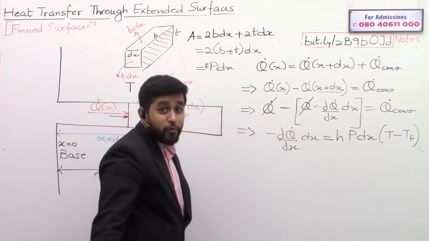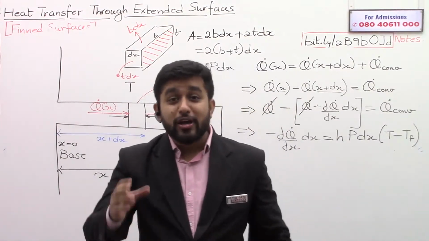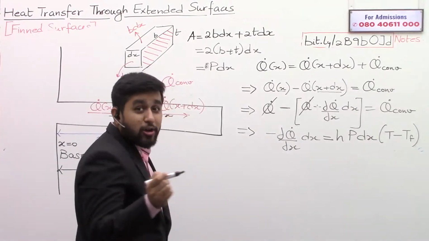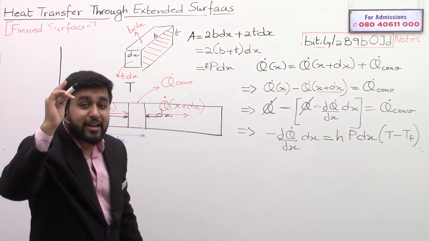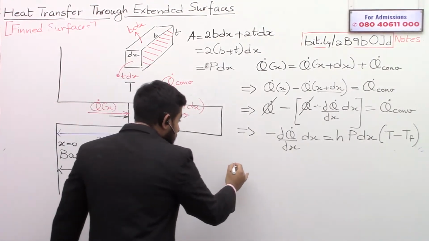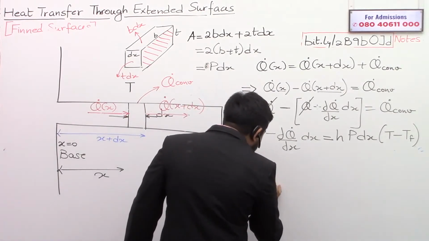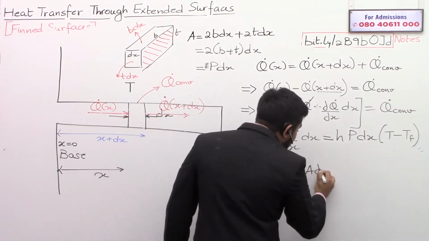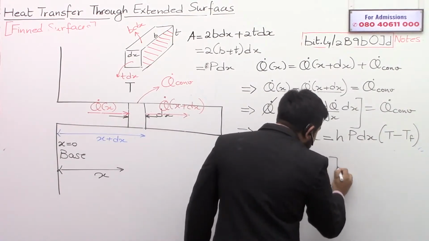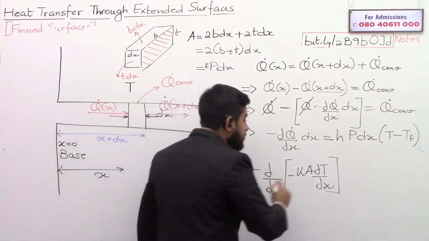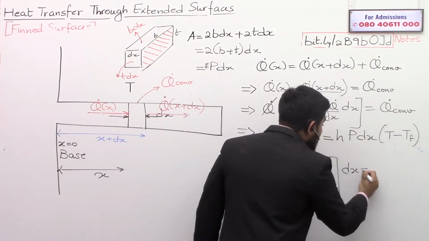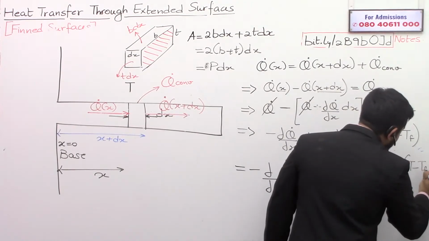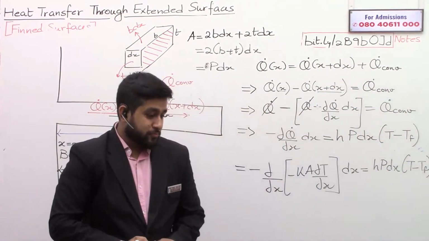Now, please remember Fourier's law. Fourier's law gives you the heat conduction rate. It gives you the value of q dot, and q dot is minus K A dT by dx, or del T by del x. So this you will write as negative of del by del x of minus K A del T by del x, which is q dot by Fourier's law, into dx, is equal to h P dx into T minus T f. Okay.